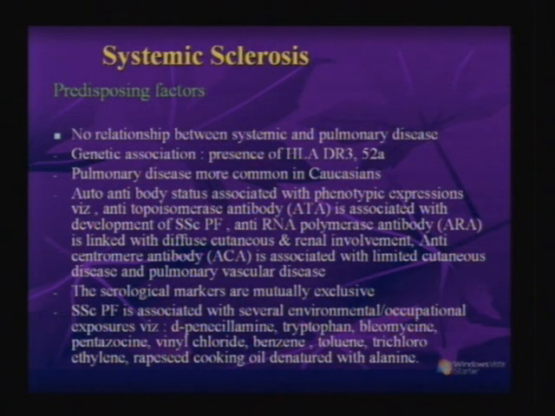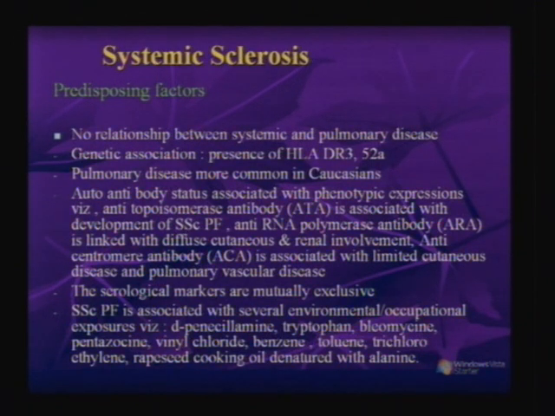Now, what are the predisposing factors? There is no relationship between the systemic and the pulmonary disease. There is a genetic association. Presence of HLA DR3 and 52A increases the chances of systemic sclerosis. The pulmonary disease is more common among Caucasians with systemic sclerosis.